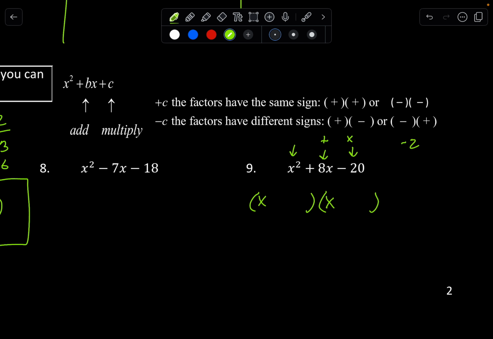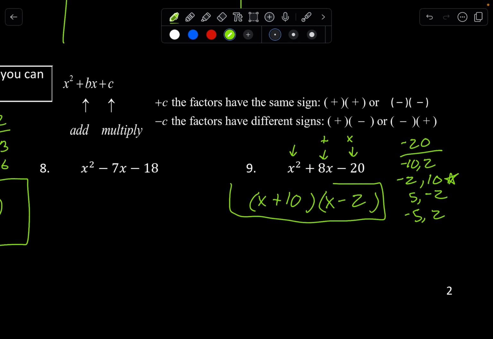I'm looking for numbers that multiply to be negative 20. So you'll notice here that I can do a negative 10 and a positive 2. I can also do a negative 2 and a positive 10. I could do 5 and negative 2. I can do negative 5 and positive 2. And I'm just looking for the ones there that add together to be a positive 8. In that case, it's going to be this one right here, positive 10, negative 2. And that's what we're looking for there.